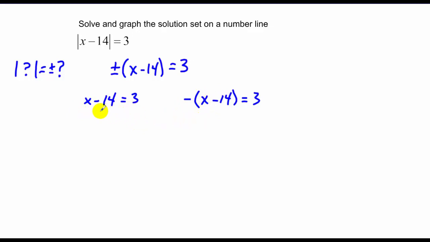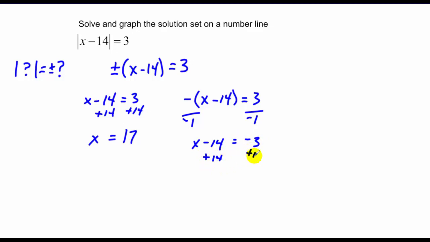As far as this side goes, we're just going to add 14 to both sides. We get 17 as one of our answers. And in this case, I'm going to multiply by negative 1 on both sides, or divide by negative 1. So in this case, I get x minus 14 equals negative 3. Add 14 again to both sides, and I have 11. So when I go to answer this problem and put my values on a number line, I say at 11, I have one value, and at 17, I have another value.